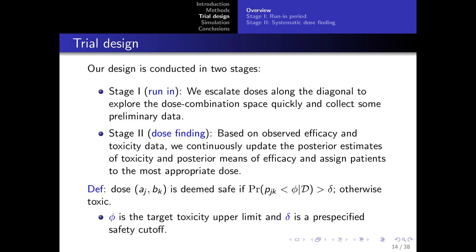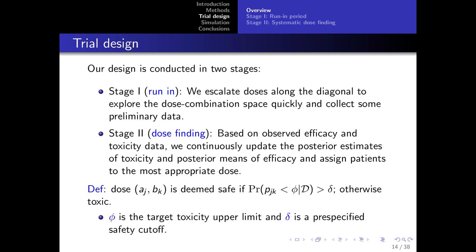So we have discussed our dose toxicity and efficacy model. And next, we will describe our dose finding algorithm. That is how we conduct the trial. Our design is conducted in two stages. Stage 1 is a run-in phase. In this stage, we escalate dose along the diagonal to explore the dose combination space quickly. The goal is to collect some preliminary data so that we can fit our model more reliably.